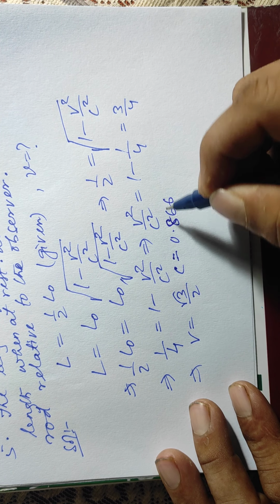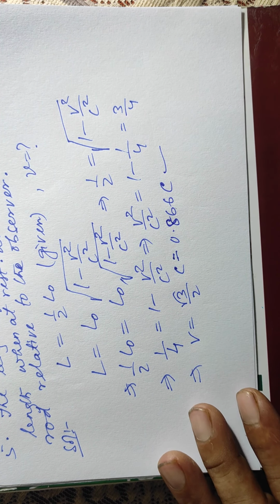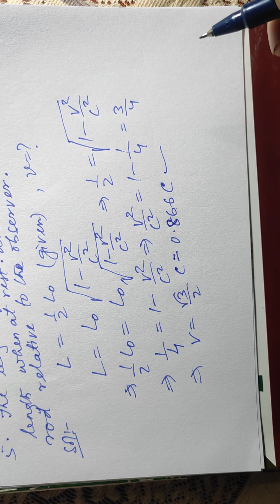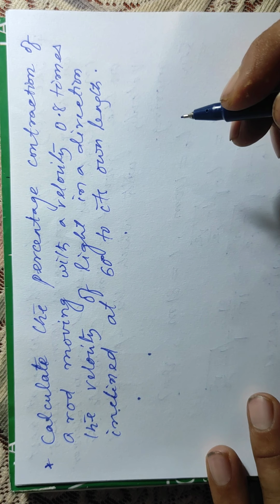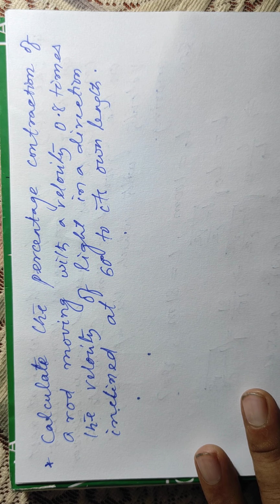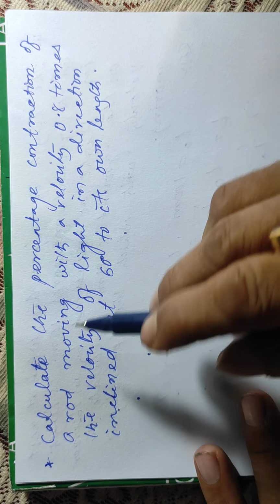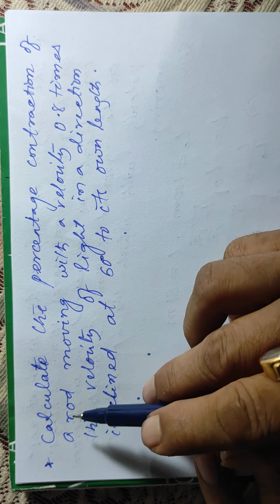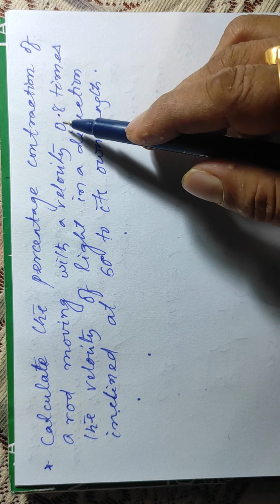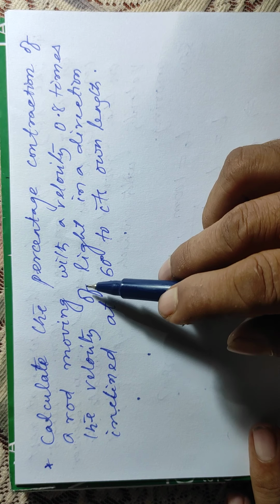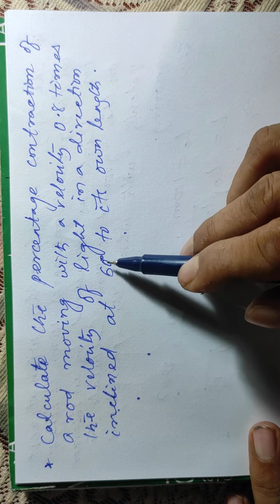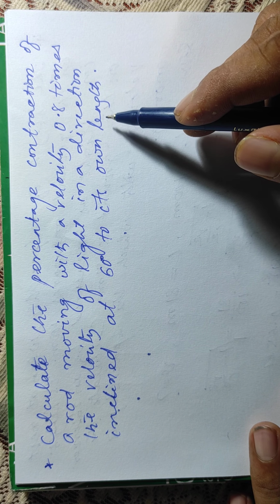0.866 C. This is your answer. Okay. And this is the most important question, and you have to do some extra work here. Calculate the percentage contraction of a rod moving with a velocity 0.8 times the velocity of light in a direction inclined at 60 degrees to its own length.